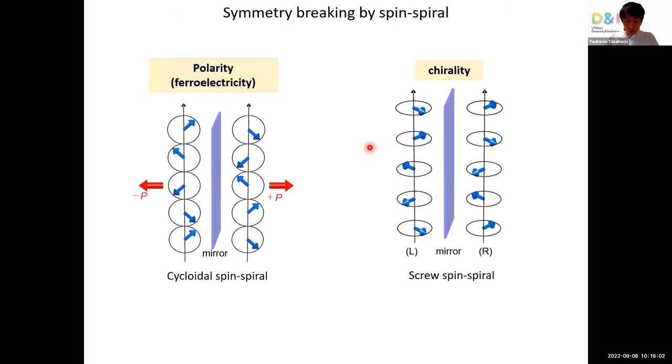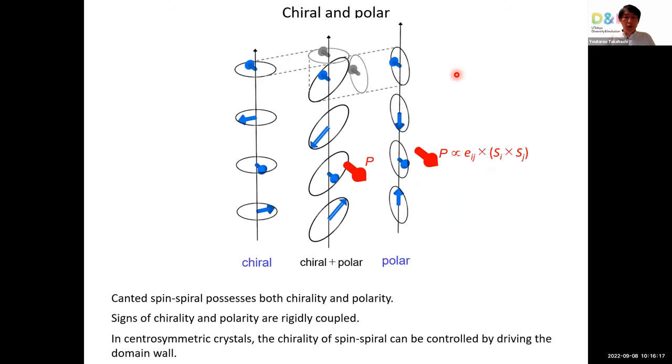Okay. So this is a summary of the asymmetry of the spin spiral. The cycloidal spin spiral has a polarity and a screw spin spiral has a chirality. So let's consider the superposition of this chiral screw spin and polar cycloidal spin spiral. This is a cantate spin spiral. This cantate spin spiral has both chirality and polarity. The important point is the sign of the chirality and the polarity are rigidly connected in this case.